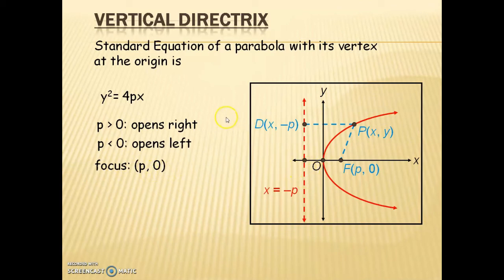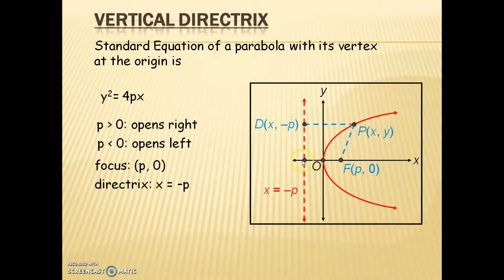So remember, if our parabola is opening to the right, the location of our focus is (p, 0); if it opens to the left, instead of positive p, it becomes (-p, 0). So let's talk about the line of the directrix. Here in this graph, the line of the directrix is x equals negative p. Why negative p? Because as you can see, along the x-axis, the directrix is located to the left of the vertex, or to the left of the origin. And it means it is going to the left.